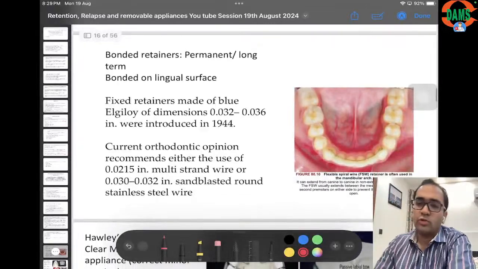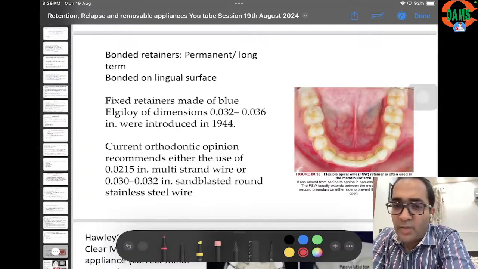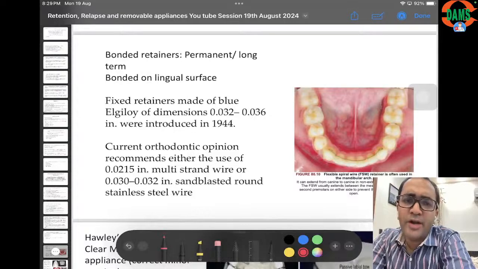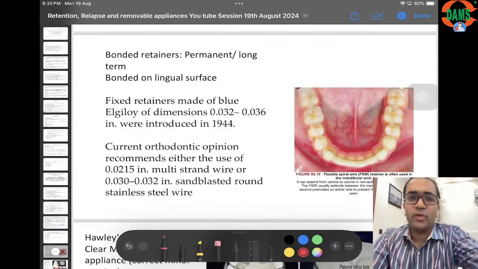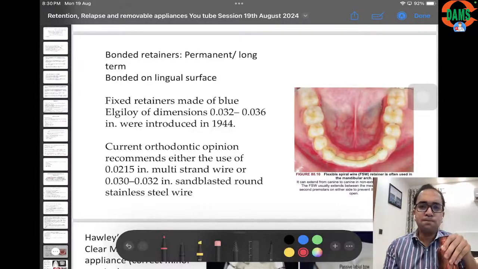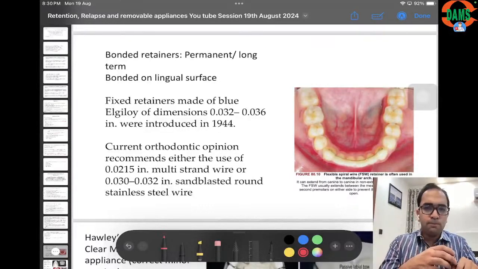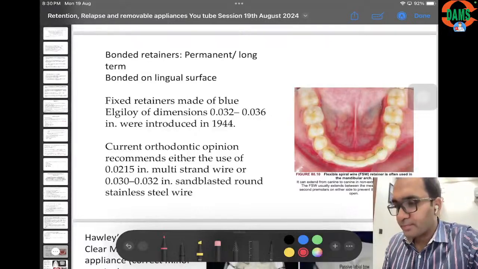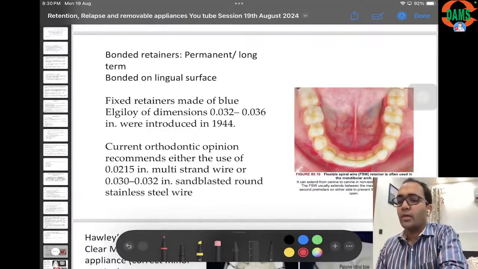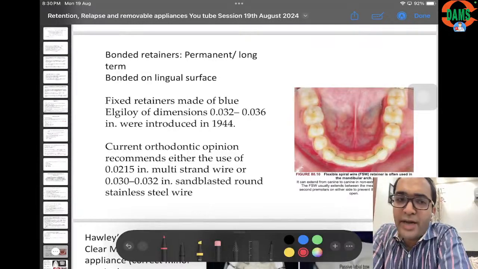I'll be coming up to certain images, because a number of students asked us to show images from the orthodontic point of view. So I'll be taking up images for this topic now, beginning with the bonded retainers. The advantage of this bonded retainer is that it's permanent and long term.